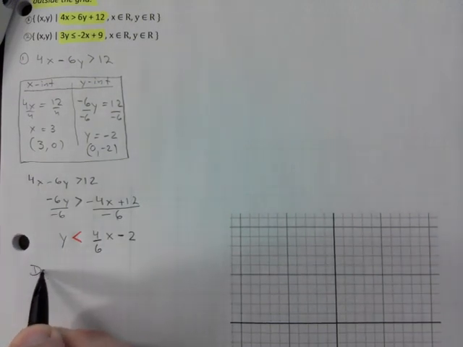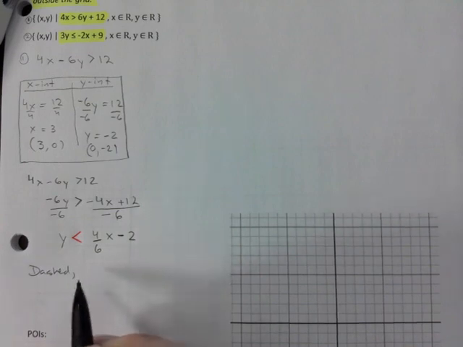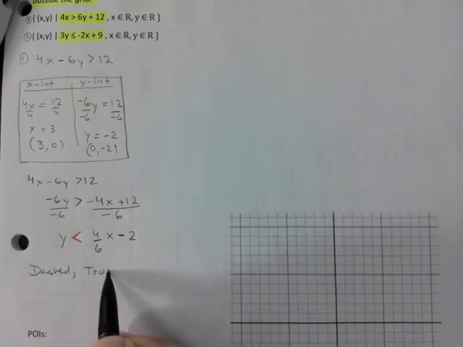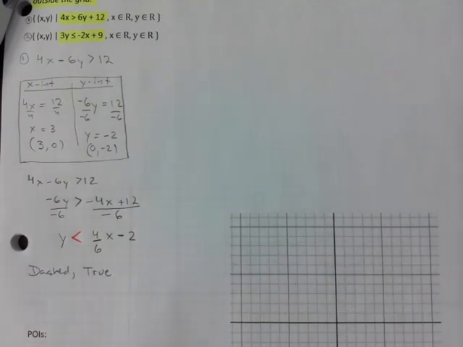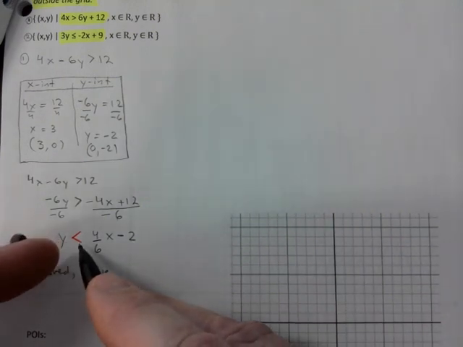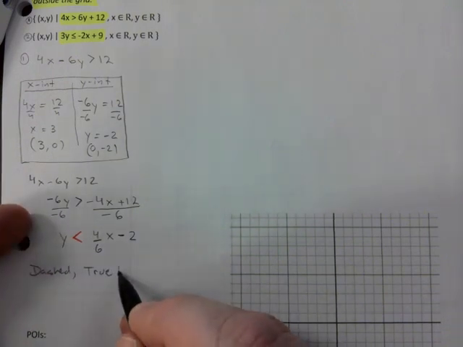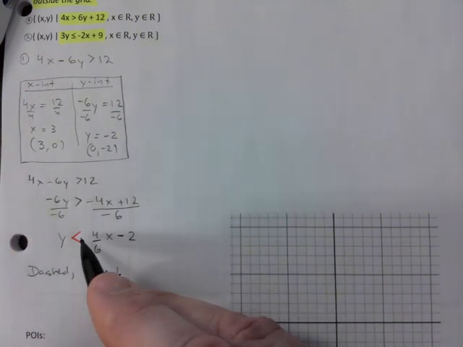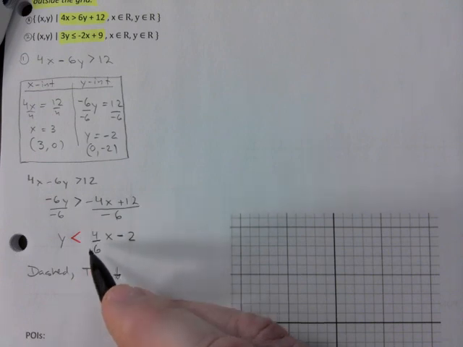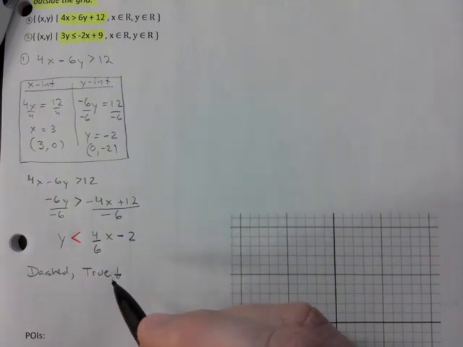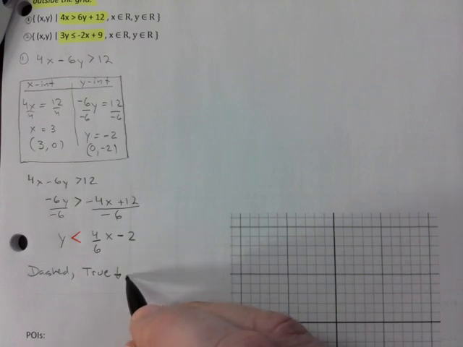It's going to be dashed. The true region, maybe for now we'll actually write it out and then later on we won't anymore. True region is below, correct? It would have been above if you hadn't flipped the sign. So that's why it's important to flip the sign when you divide by negative.